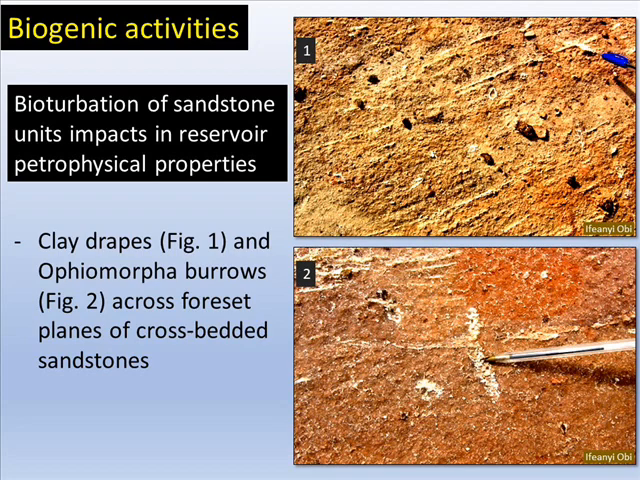So in figure 1, we actually see clay drapes on the foreset planes, and you also observe that some of the burrows have been filled by mud or clay contents. In figure 2, we see an excellent example of Ophiomorpha burrows across a clay-draped foreset plane. Now, these are very important elements or features because they tell us a lot about our overall reservoir quality. And then they also give us some hints on what we expect in terms of preferred fluid flow direction and also reservoir connectivity.